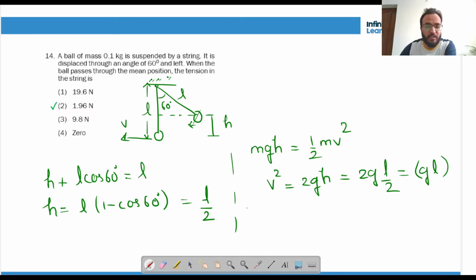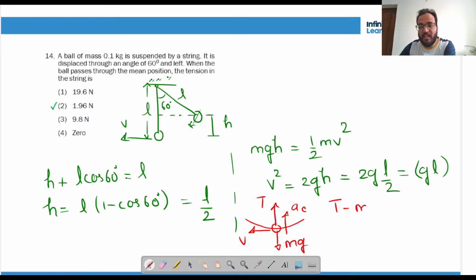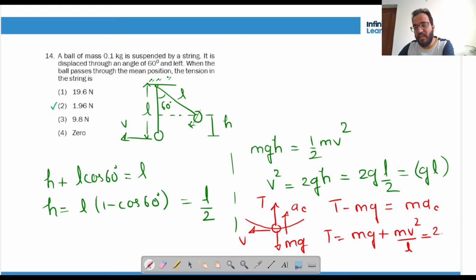Now we will find out the tension at the bottommost point. See, at the bottommost point, tension T is upward, mg is downward. Don't say tension is mg. Why? Because it is performing circular motion, so it is accelerated towards the center. So T minus mg is equal to m a_c. So tension is mg plus m v square by L. Now you put the values. v square is gL, you put it, the answer is 2 mg, right? So finally you will say tension is 2 mg.